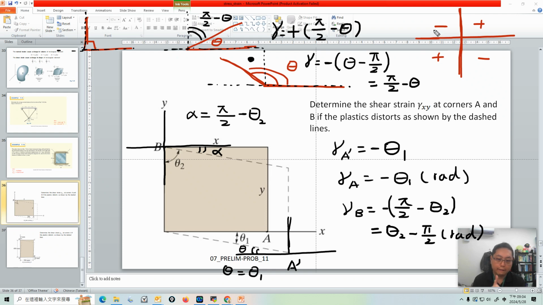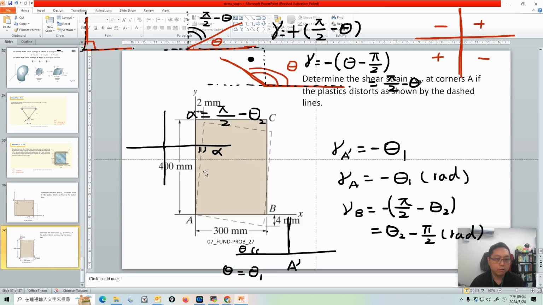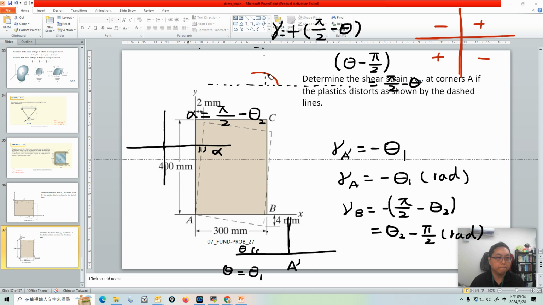Okay, the final example. I have to clean up the screen, so if you want to take a note, please rewind. We use the final example to finish the sign convention of shear strain.